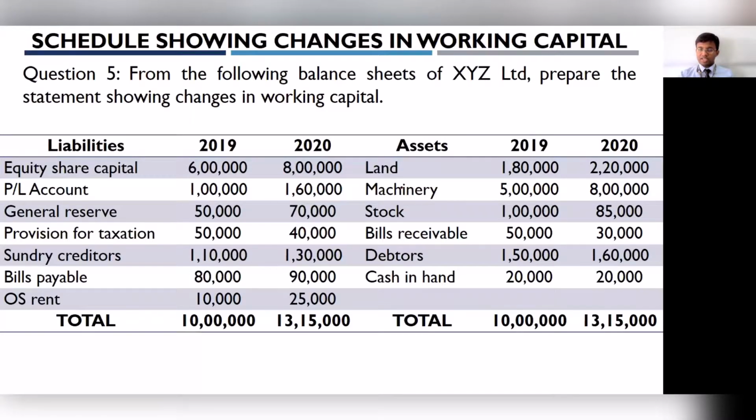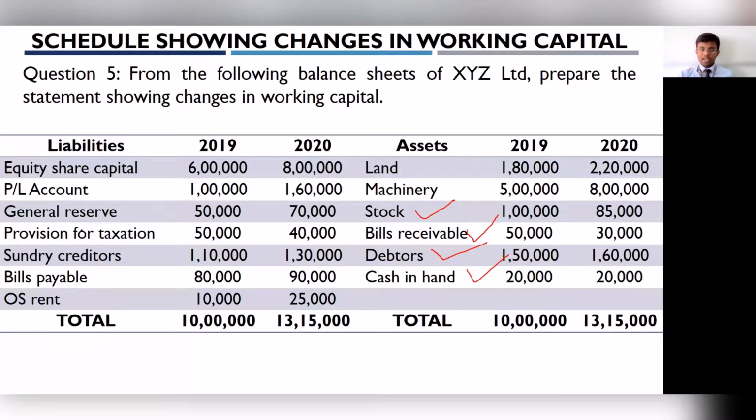Land, it is a fixed asset. Machinery, that is also a fixed asset. Stock, this is a current asset. Bills receivable, this is also a current asset. Debtor, that's a current asset. Cash in hand, this is a current asset. So we have 4 current asset items.